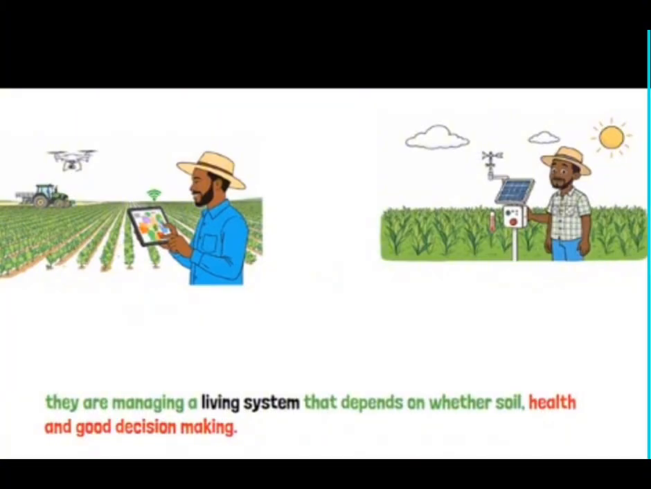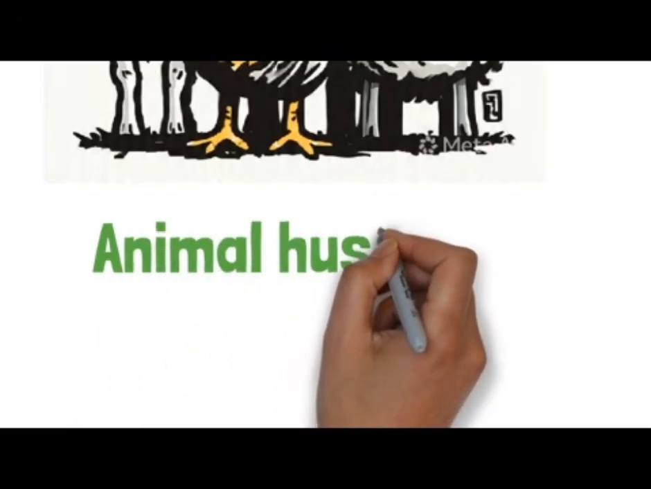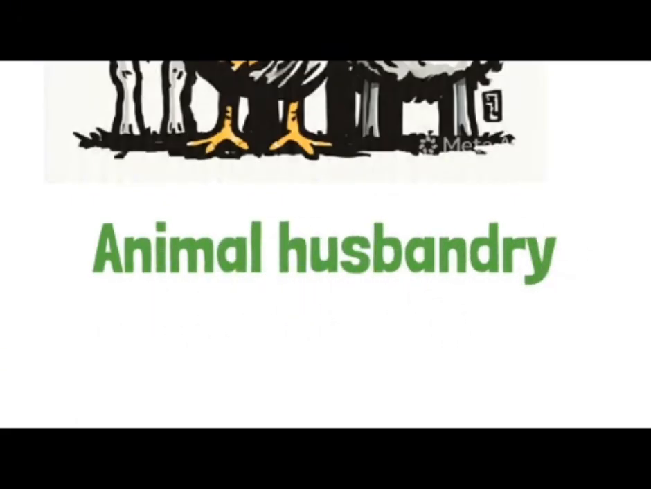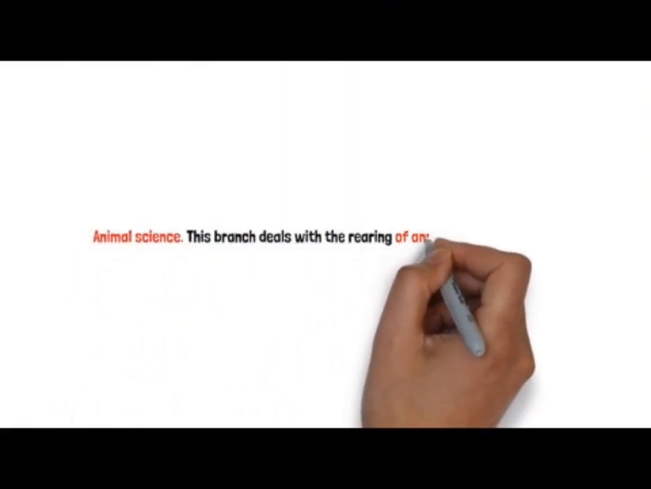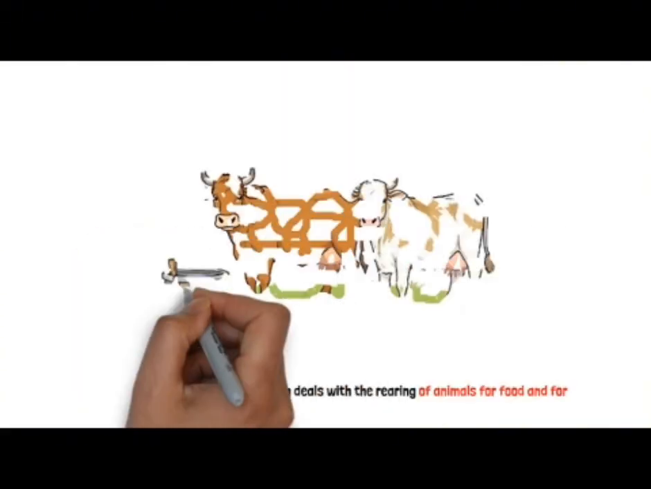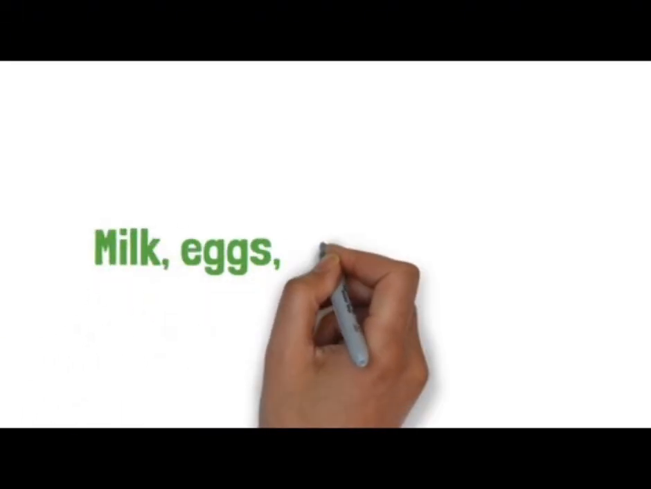Closely connected to crop farming is animal husbandry, sometimes referred to as animal science. This branch deals with the rearing of animals for food and for useful products such as milk, eggs, wool, leather, and meat.